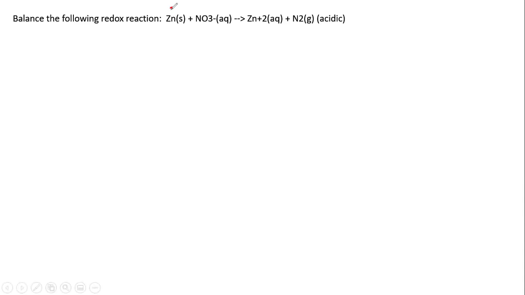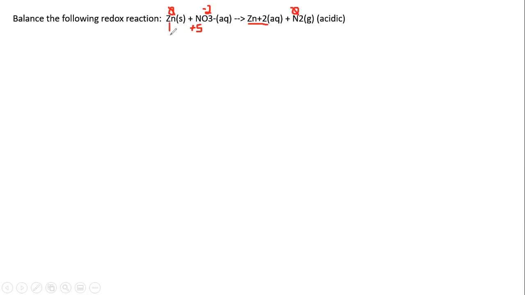Here zinc is a solid, so it has a charge of 0. Next we have nitrate. We should know from our Gen Chem 1 days that oxygen the majority of the time is -2. If oxygen is -2, nitrogen has to be +5 so that the overall charge of nitrate is -1. Then we see zinc is +2, and nitrogen is N2 gas. It's an element, so it's going to have a charge of 0.